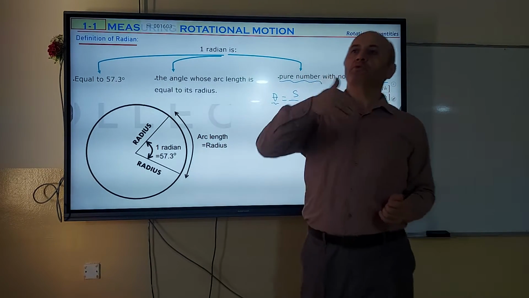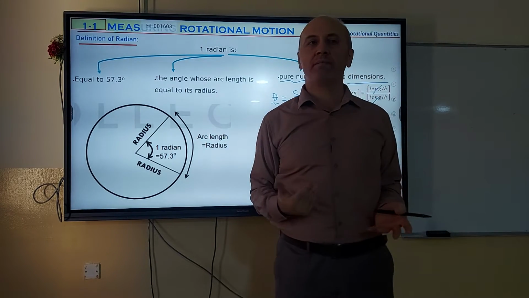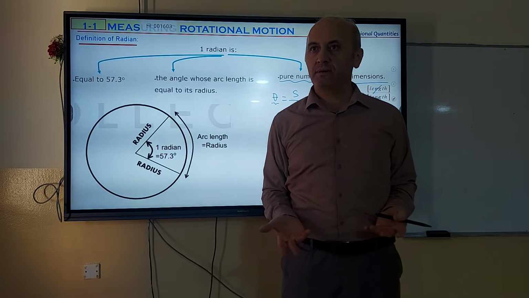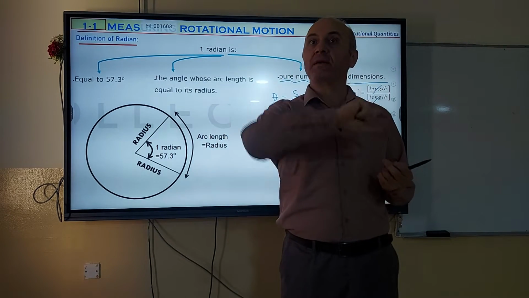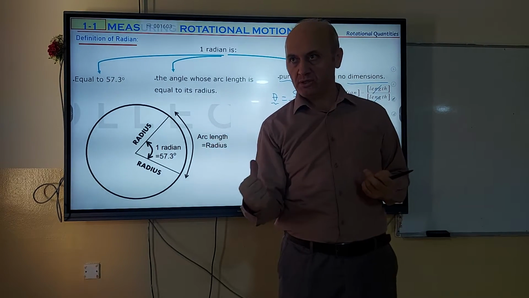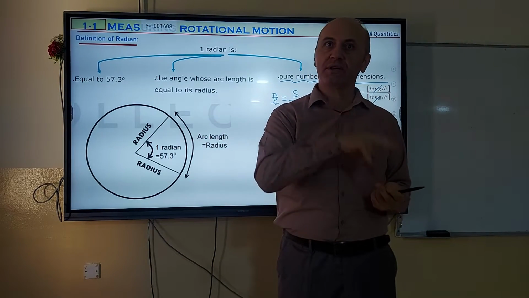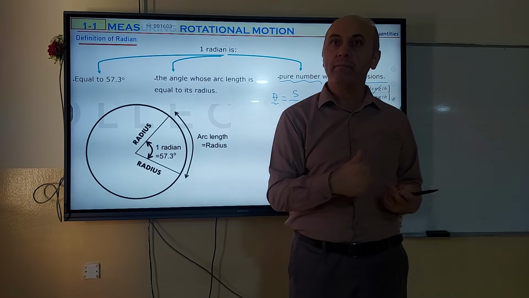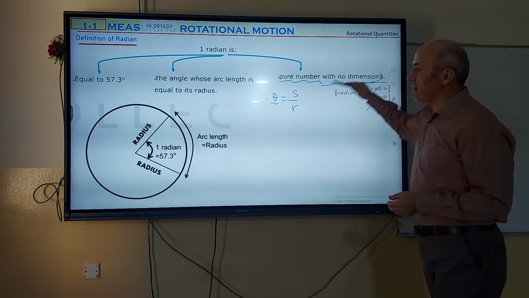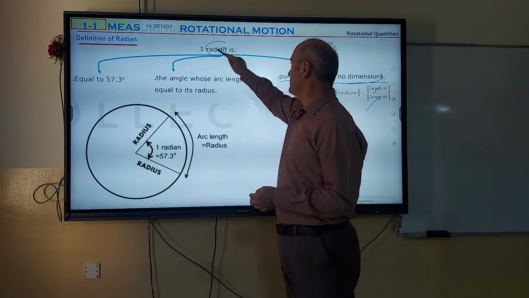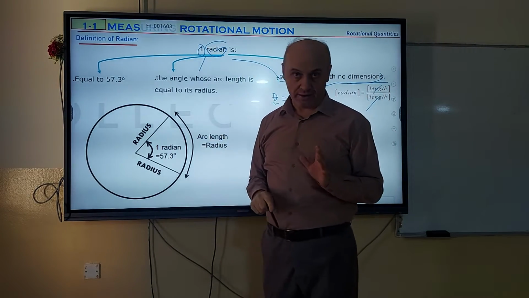But 1, 2, 3, 4, 5 are numbers too, and not only radian is a number, a degree is also a number. So what are we going to do? We are going to add a quantity named units: 1 radian, 2 radians, 3 radians, to separate it from degree. It's a pure number with no dimension. It is a radian, but 1 radian is a special angle.